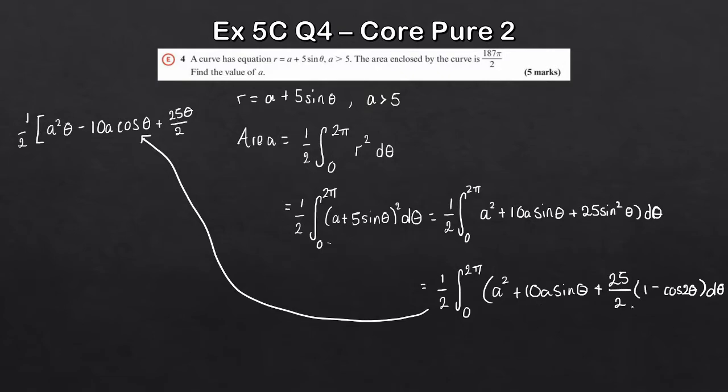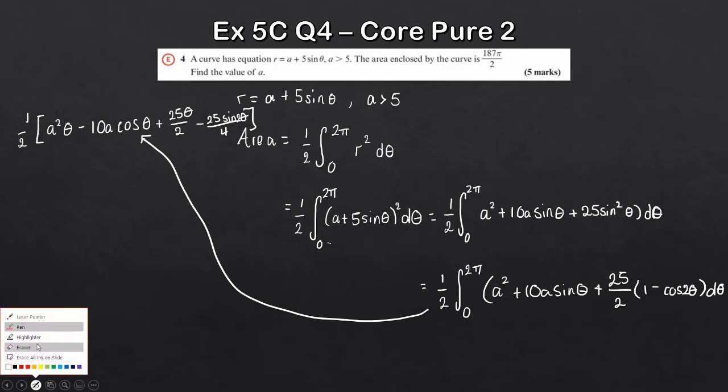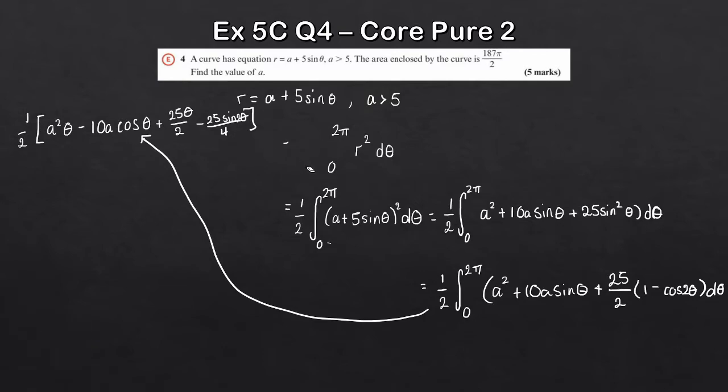And then finally, 25 over 2 times minus cos 2 theta, so integrate the cos 2 theta, and you get minus sine 2 theta over 4, and then times it by 25 over 2. So what we get is minus 25 sine 2 theta divided by 4. So this is really messy, it's kind of all over the place. So for now I'm just going to rub this out just so we can see a bit better.